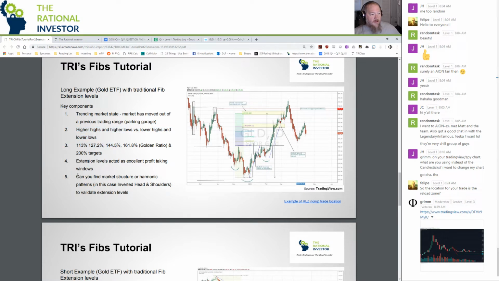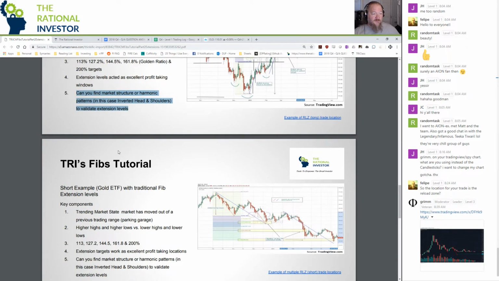And then what we're looking for is, can you find market structure or harmonic patterns? In this case, inverted head and shoulders, right? Can you see how this is a shoulder, head, shoulder? That's why we drew this particular distance. So that's the distance. This is the logical target off of an inverted head and shoulders, right? To validate your extension levels.